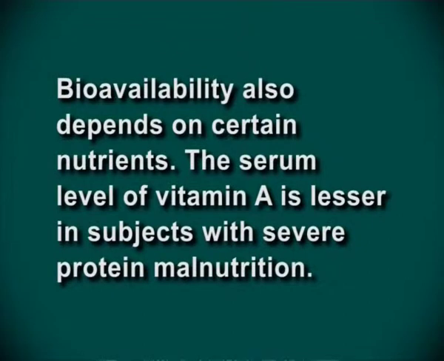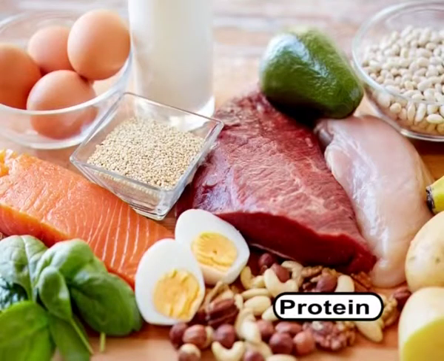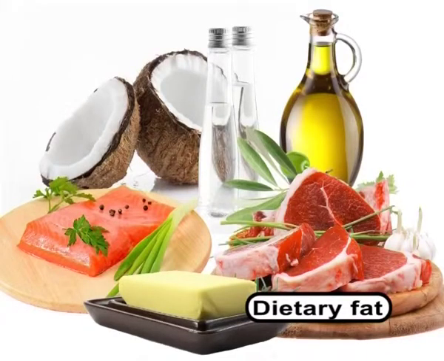Bioavailability of carotenoids is frequently assessed by absorption efficiency, which is defined as the percentage of ingested carotenoid that is secreted into the general circulation and therefore made available for tissue uptake. Bioavailability also depends on certain nutrients. The serum level of vitamin A is lesser in subjects with severe protein malnutrition. Protein is necessary for the mobilization of vitamin A from the liver to the bloodstream. Dietary fat is also important for micelle formation, thus facilitating the absorption of hydrophobic carotenes.